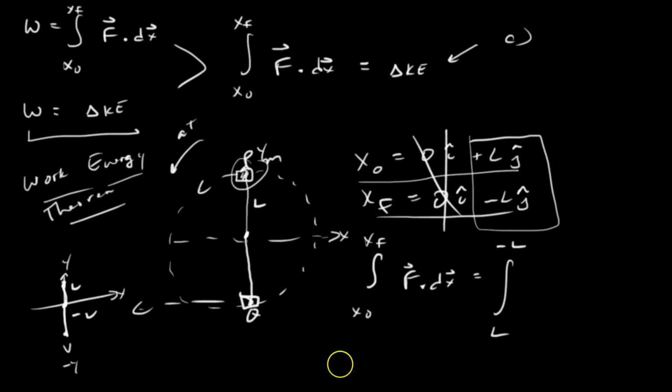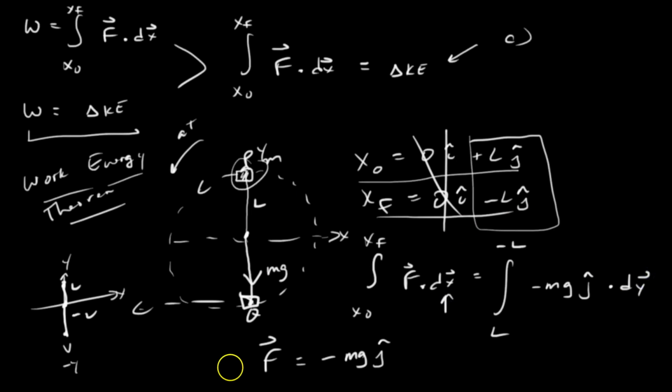Now, what's the force? Well, what's the only force acting here? The only force acting here is gravity. And what direction does gravity go? It goes down. So it's going to be negative mg. And in what direction does gravity go? It goes in the y direction. So it's going to be j hat. So the force is negative mg in the j hat direction dot d. And be careful, it's not dx anymore. It's going to be dy, because it's in the y direction.